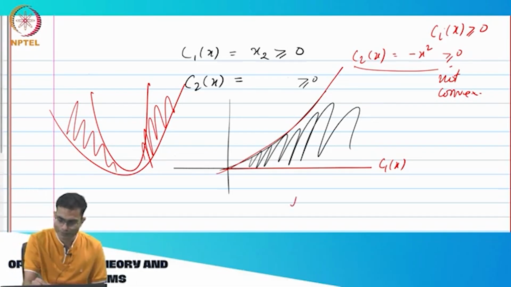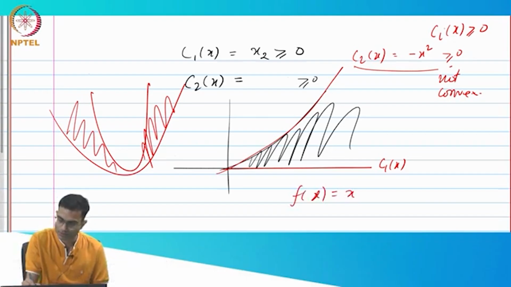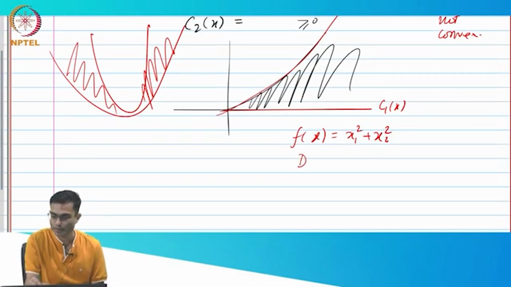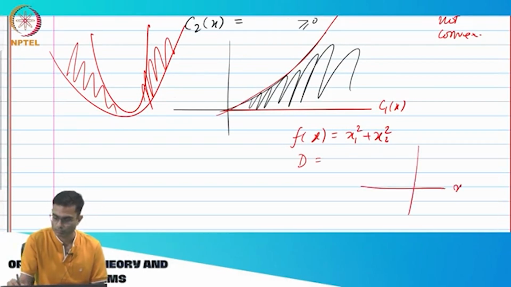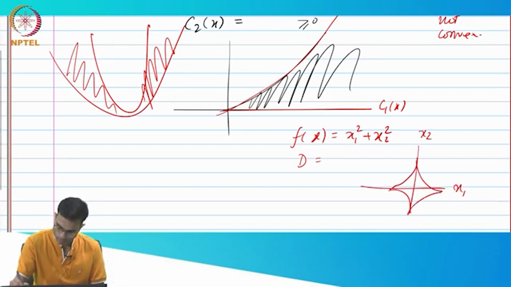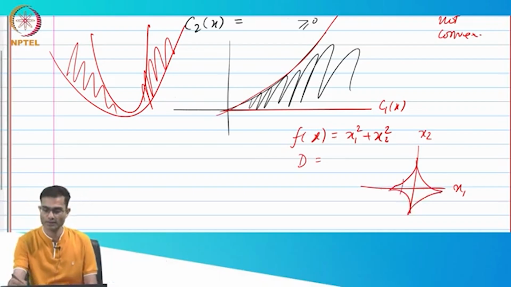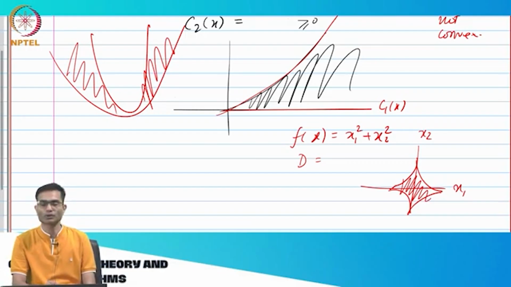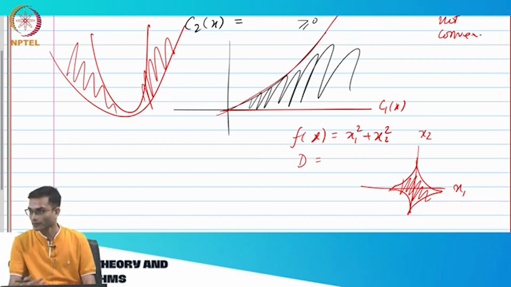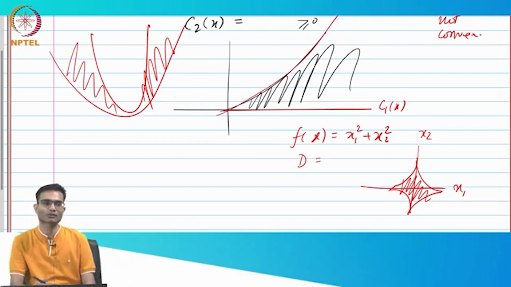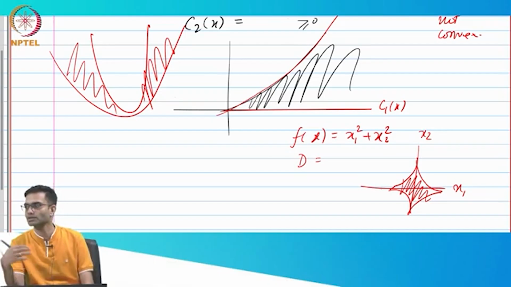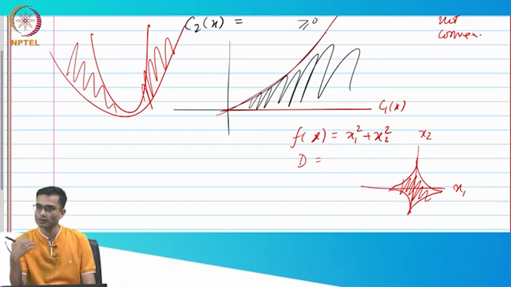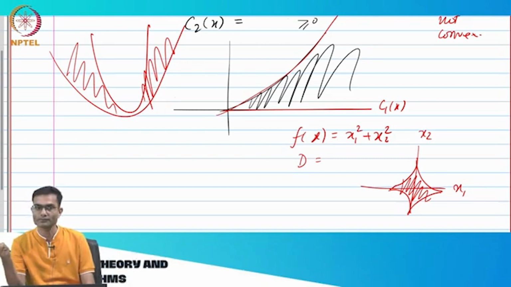Convex. I can define a function f of x equal to x1 squared plus x2 squared, okay? But I am telling you that this is my domain. It's up to me to define a domain, no? I say that this is the domain of the function. On this domain, the function is x1 squared plus x2 squared. So the domain is concave. I defined it to be so. But the function is convex. So I have a convex function on a concave domain, right? So it's not necessary that just because the function is convex, the domain has to be also convex.